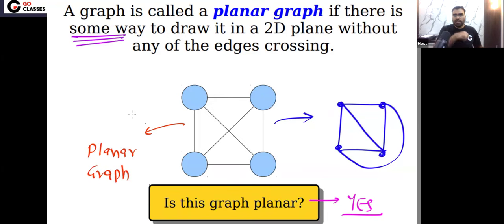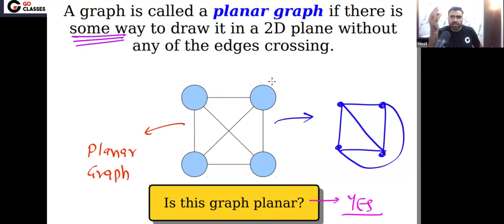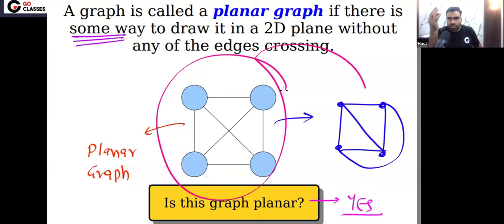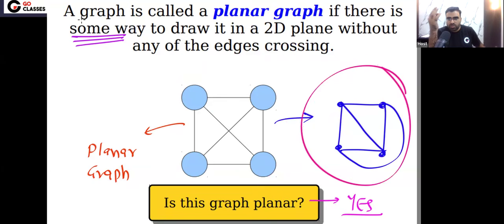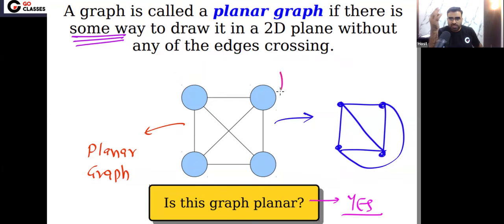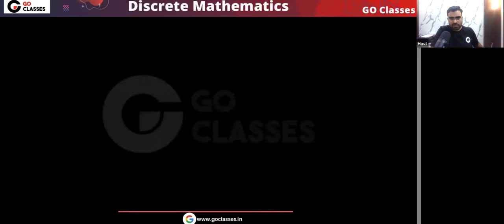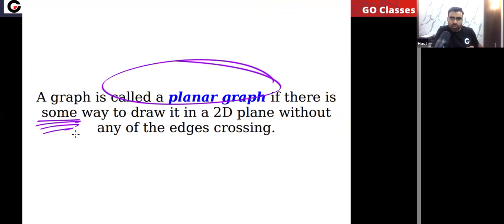This is very important. Many students don't understand this simple point that, see, this drawing has edge crossing, but I am saying the graph is planar if there is some way to draw this graph without edge crossing. You can see this graph I can draw without edge crossing. You can see there is no edge crossing in this drawing. So I can say this graph is planar graph. Okay, is this point clear? So is this graph planar? The answer is yes. So this is the definition of planar graph, and this is very important. A graph is planar if there is some way to draw the graph without edge crossing on the 2D plane.